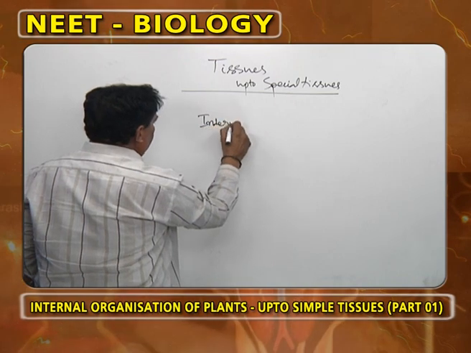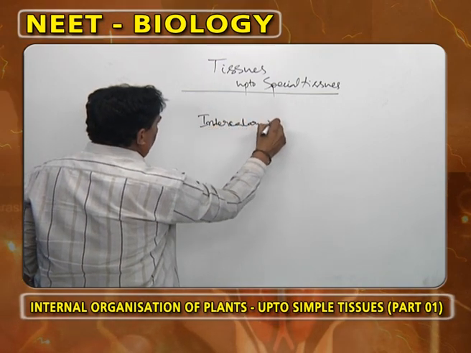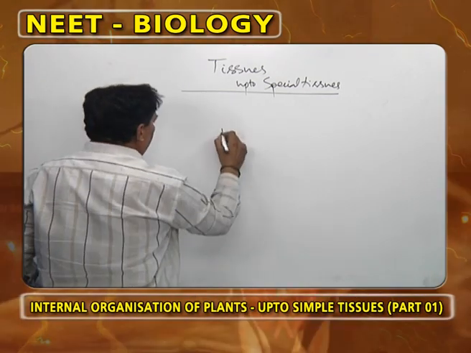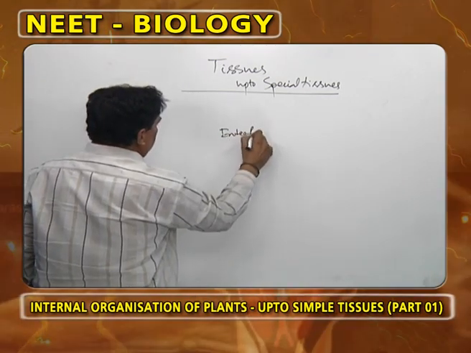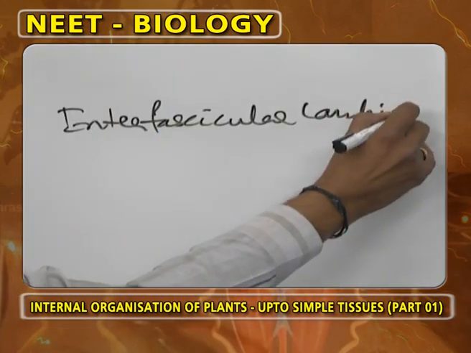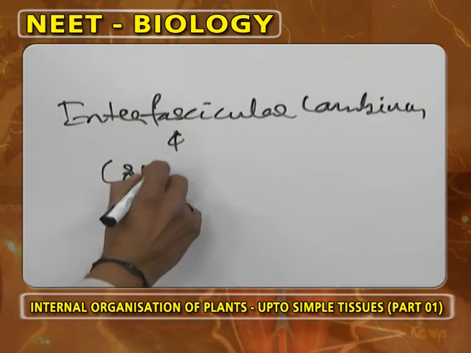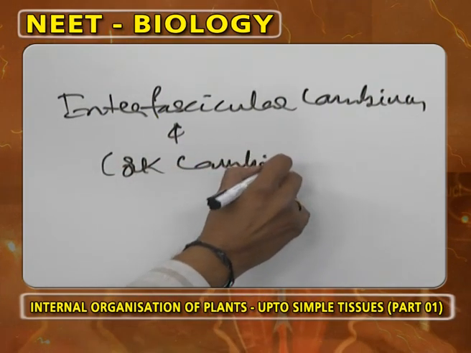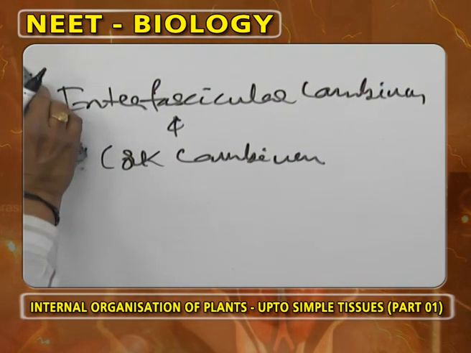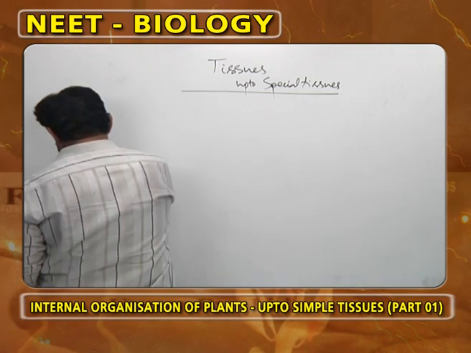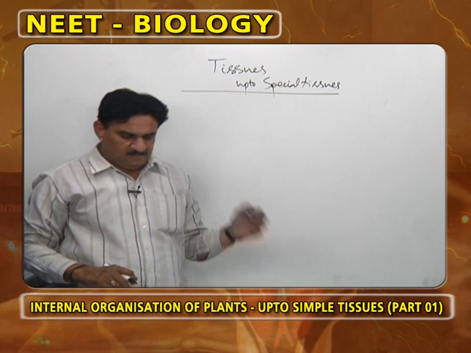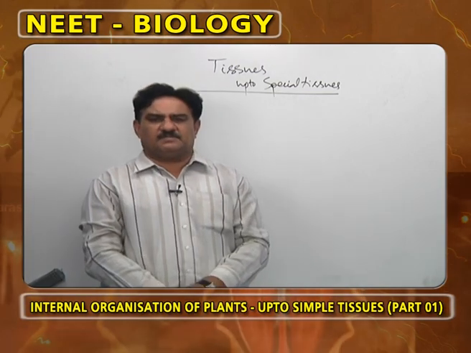The best example for secondary meristems are interfascicular cambium and cork cambium. These two are the best examples of secondary meristems formed by the dedifferentiation of tissues. Then, based on position, apical meristems present at the root tip, stem apex and other places. Intercalary meristems present in between the permanent tissues.